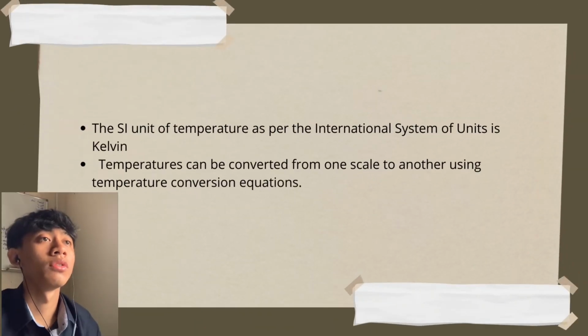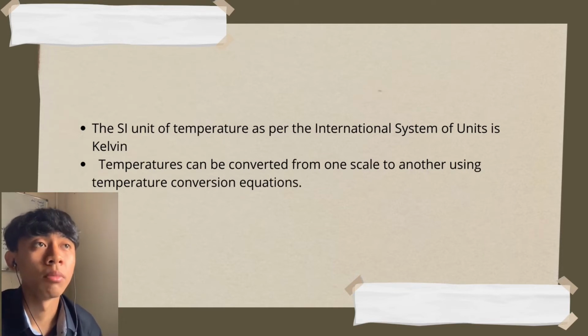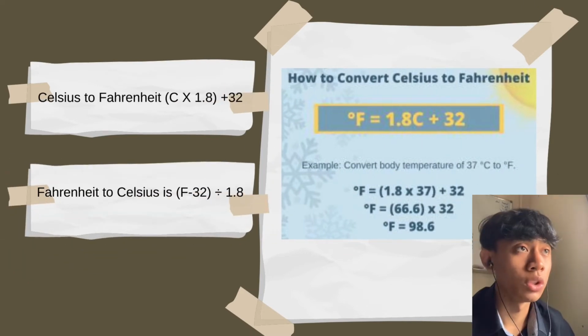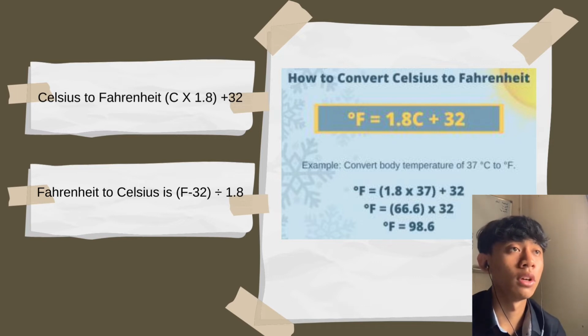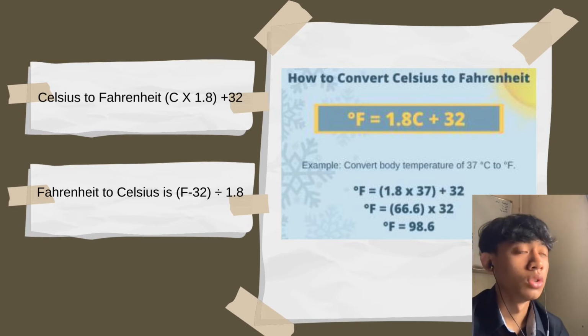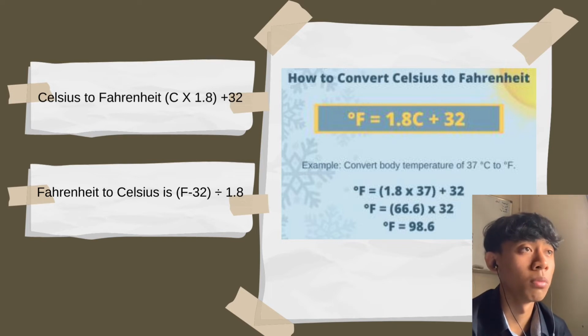The SI unit of temperature as per the International System of Units is Kelvin. Temperature can be converted from one scale to another using temperature conversion equations. Example question: converting Celsius to Fahrenheit. You can use the formula C multiplied by 1.8 plus 32, and Fahrenheit to Celsius is Fahrenheit minus 32 divided by 1.8. The example question is to convert body temperature 37 Celsius to Fahrenheit.